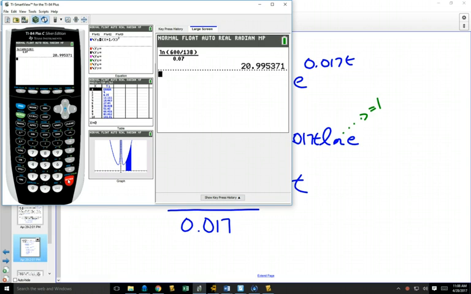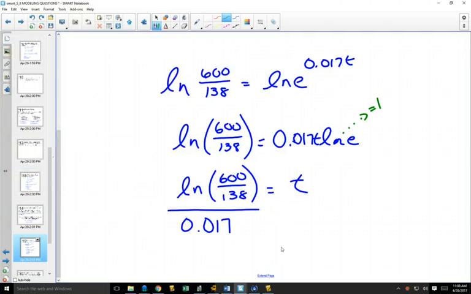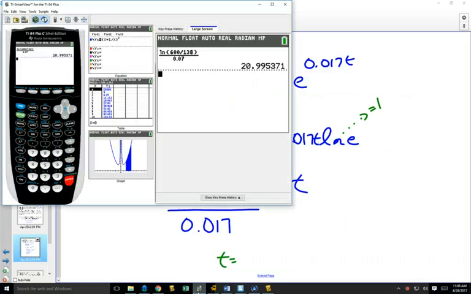And we get 20.99, or approximately 21 years. Yes. Now I was missing a number in my... Oh, I'm missing the 1. Yeah, I am missing 1.